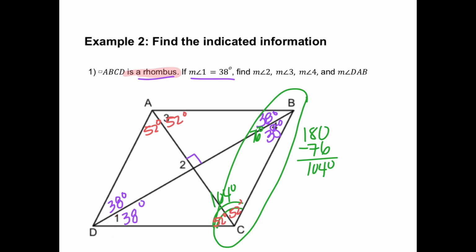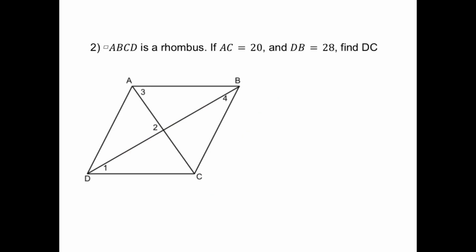a rhombus. This next problem, again, is a rhombus, but in this one, it looks like we are being given length information instead of angle information. So this says that AC is 20. So what I'm going to do, instead of identifying the whole thing as 20, I'm going to go ahead and make it 10 and 10 because it's a parallelogram, so the diagonals bisect each other. So DB is 28. DB is the whole diagonal, so I'm going to make that 14 and 14.